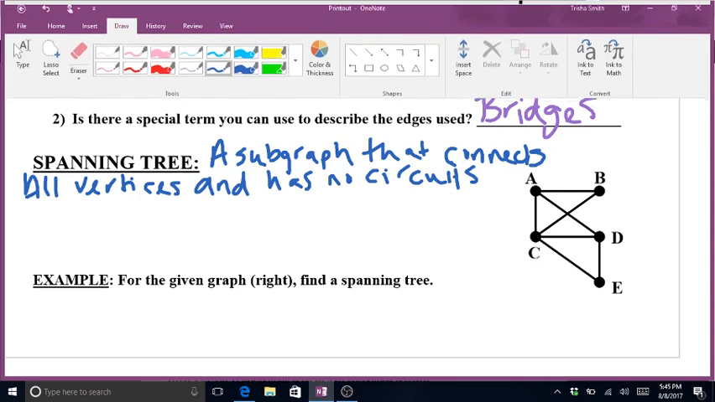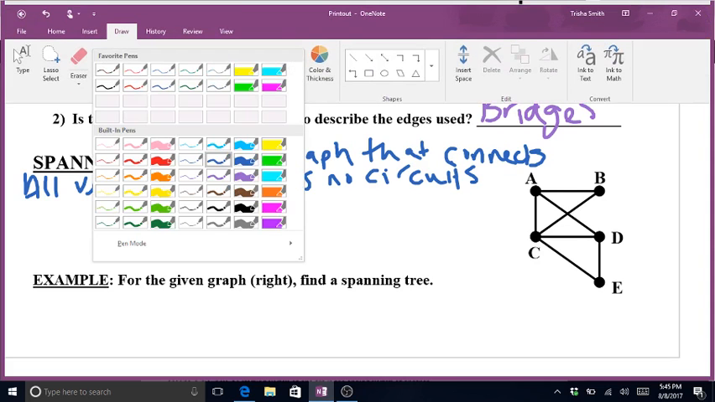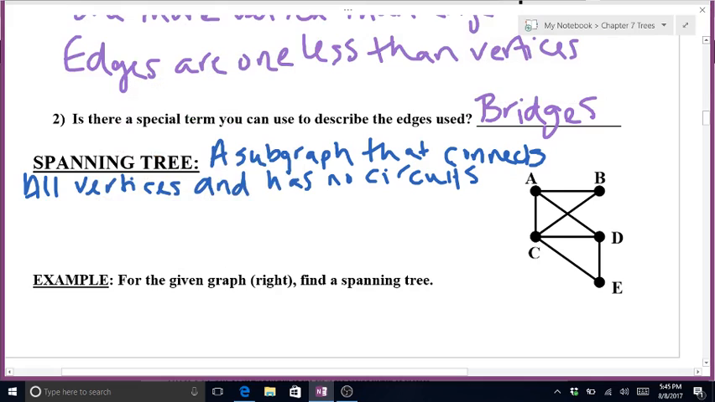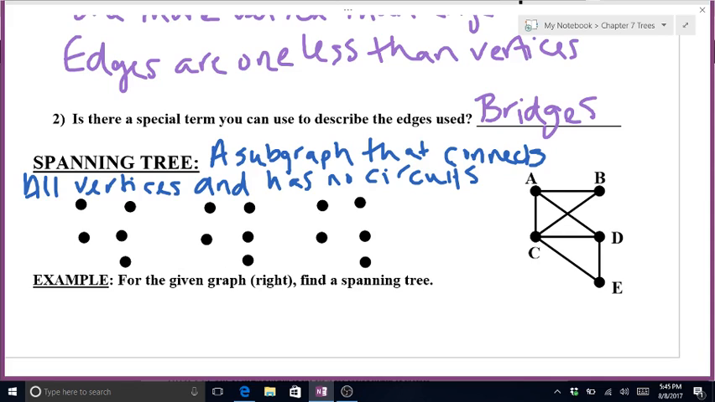So, let me get my black marker out here. I'm going to draw several of these. 1, 2, 3, 4, 5. 1, 2, 3, 4, 5. Because there are several different ways to do this. So I'll give you a couple of examples here.